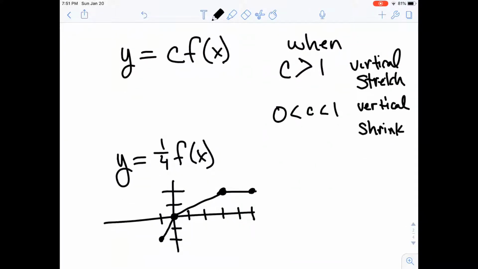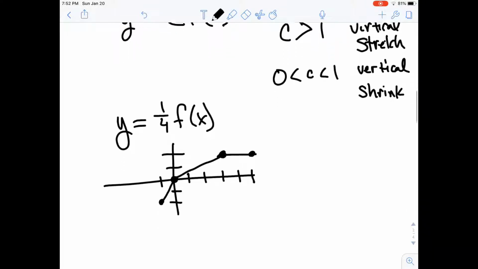Okay, and so, for instance, the book that I have outlines it in terms of this general notation, and then I have an example. So it says y equals c f of x, right? Well, when your value of c is greater than 1, it's a vertical stretch, meaning that you're elongating it vertically, right? And then when c is between 0 and 1, so basically it's a fraction, you're shrinking it, so you're scrunching it down.